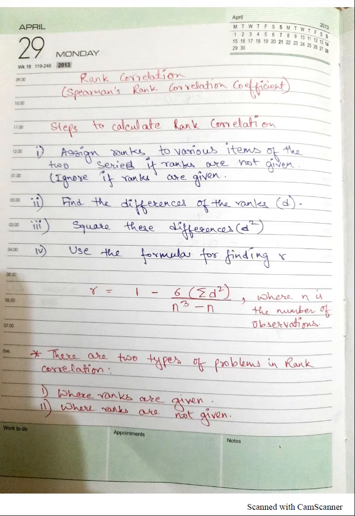So as we already discussed, there are two kinds of problems that we may have to deal with when we are finding the rank correlation coefficient. The first type is where the ranks are given, and the second type is where the ranks are not given. So we'll discuss one example from each type for today's video.